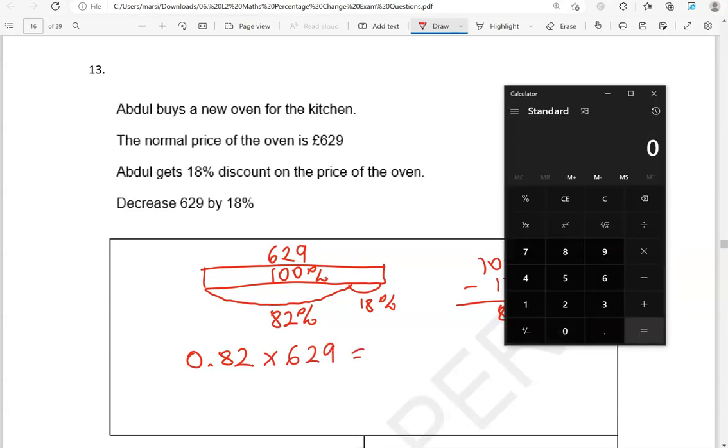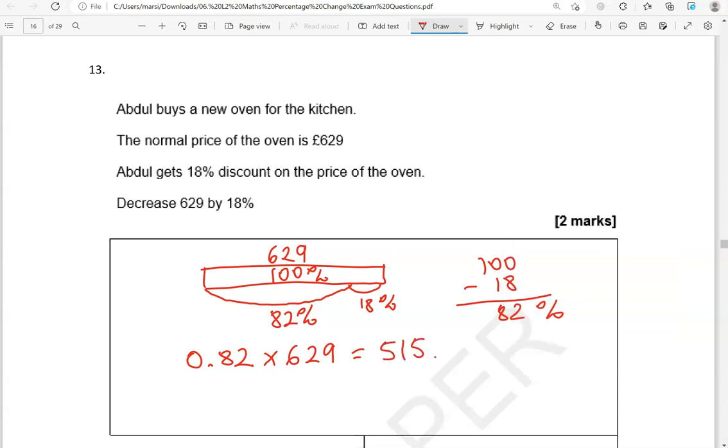So I'm going to do 0.82 times 629, and that gives us 515.78. And that is 82% of 629, or 629 decreased by 18%.